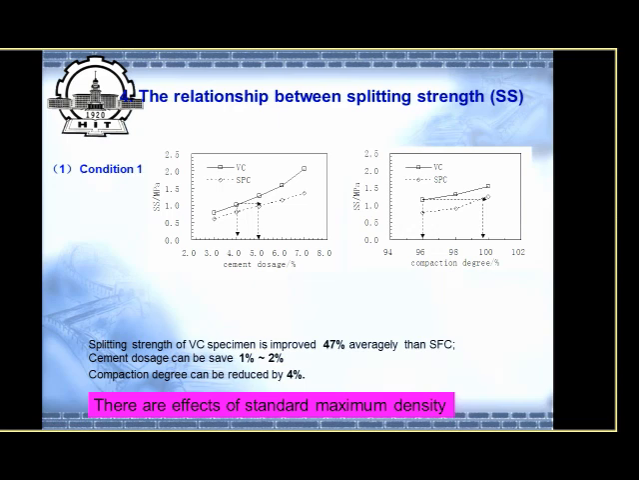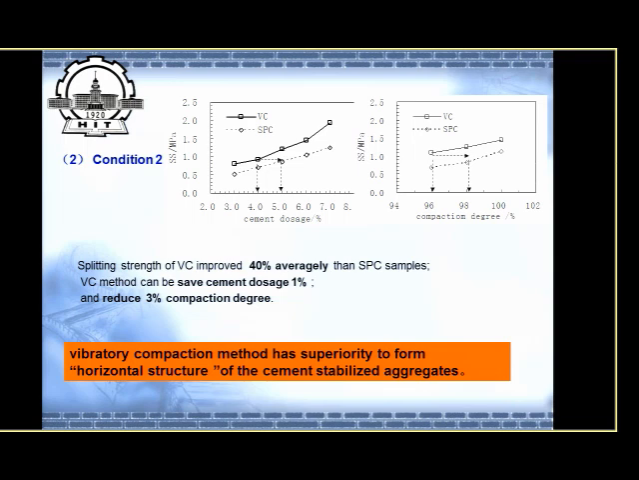We have done the splitting strength test. In condition 1, we can find the splitting strength is improved by 47%. This is at different maximum dry density. In condition 2, the same dry density, we can find that the splitting strength is improved by 40%.